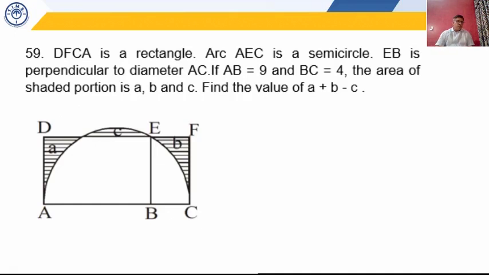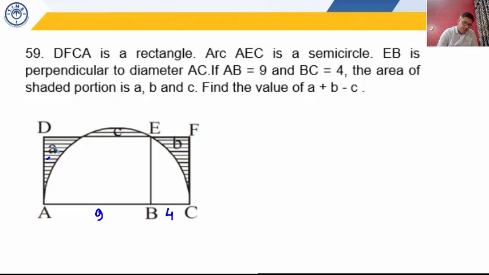Now, come to question number 59. So what does your question say? Your question says that DFCA is a rectangle. So DF is length and DA is breadth. So DA, EB and FC are equal. EB is perpendicular. So DA is parallel to EB, which in turn is parallel to FC. AB is 9, this is 9, and this is 4.